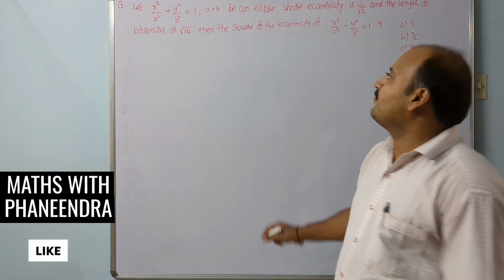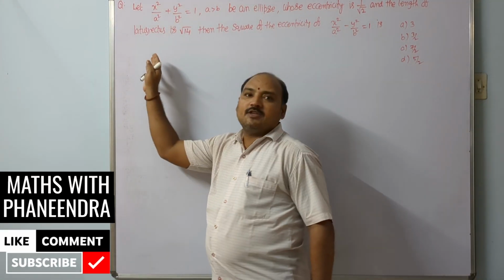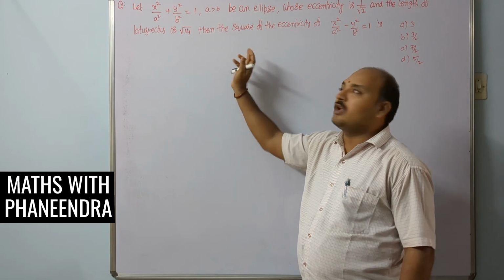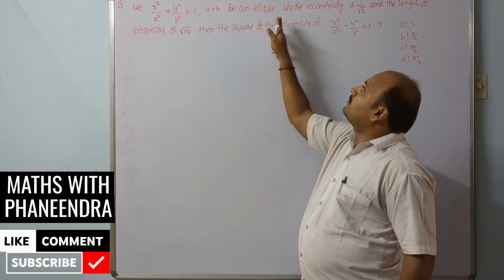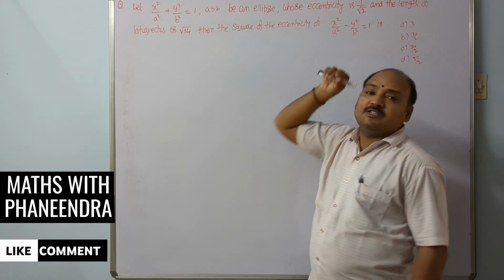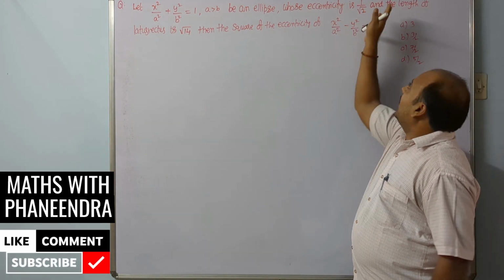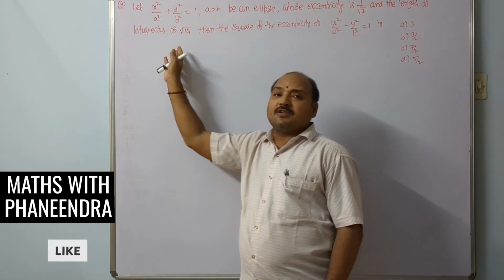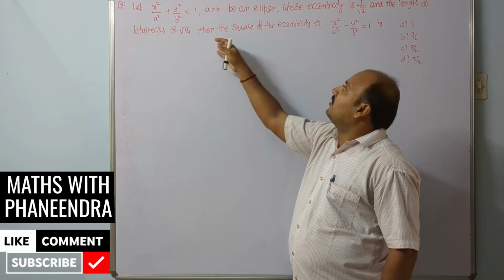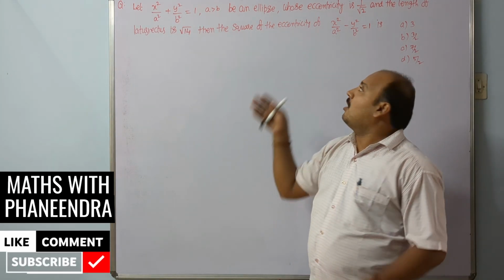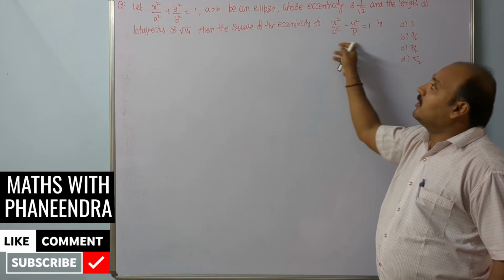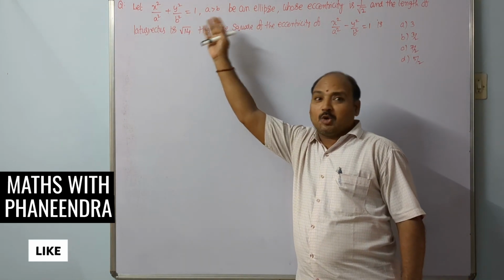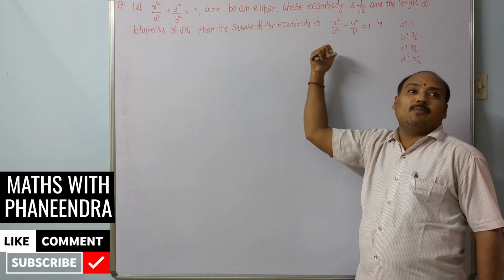The next question. Let x square by a square plus y square by b square equal to 1, where a is greater than b, be an ellipse whose eccentricity is 1 by root 2 and the length of the latus rectum is root 14. Then find the square of the eccentricity of x square by a square minus y square by b square equal to 1. The question is related to not only the ellipse but also the hyperbola.